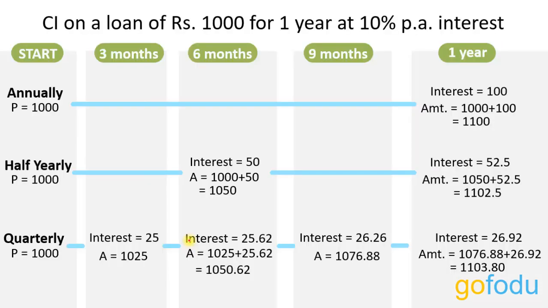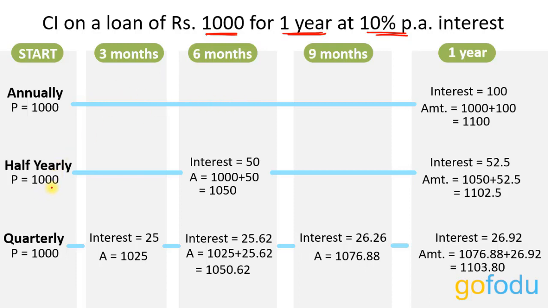Have a look at this table. It will provide a better understanding of annual, half yearly and quarterly compounding for a principal of 1000 rupees at 10% per annum interest rate for a period of 1 year. Annual compounding is straightforward. There is nothing to explain here.